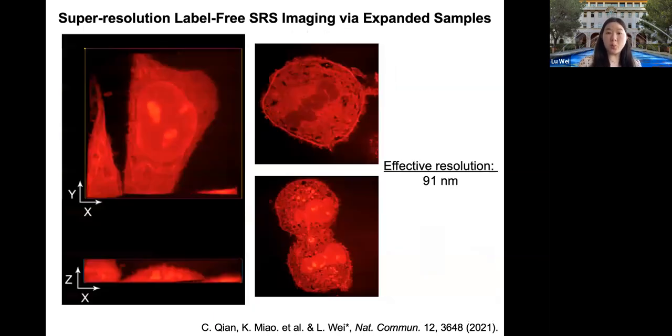So that worked, and we were able to achieve nice intracellular cytosolic structures with fine resolution, and also the membrane protrusions from filopodia, from all the retained proteins of cellular structures. And we were able to do this with an effective resolution down to 91 nanometers, and with a higher NA objective, we also demonstrated 78 nanometers in cells.